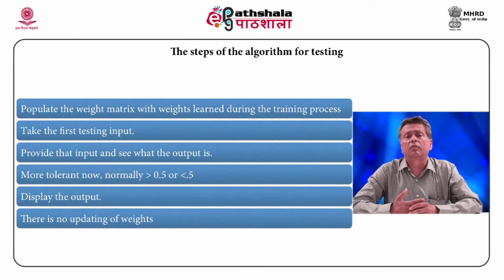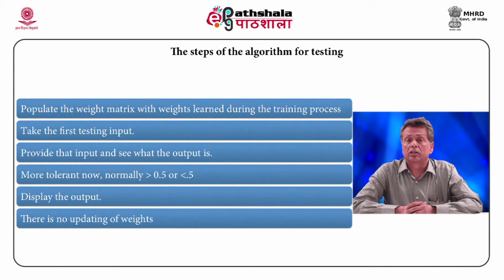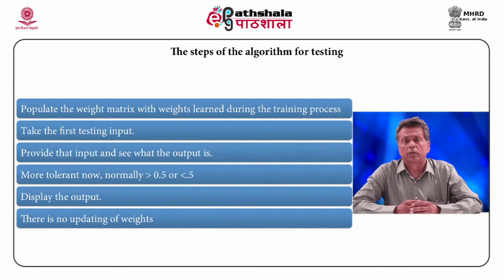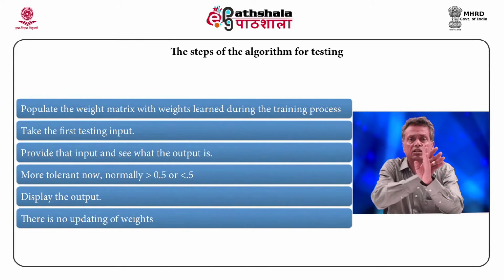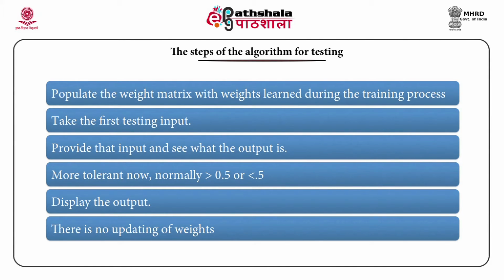Usually the tolerance level for testing is much higher. In most cases it is 0.5. So if it is more than 0.5, it is considered to be 1. Less than 0.5, it is considered to be 0. So the tolerance level is high. Obviously, it has to be high because the program has not seen this input.